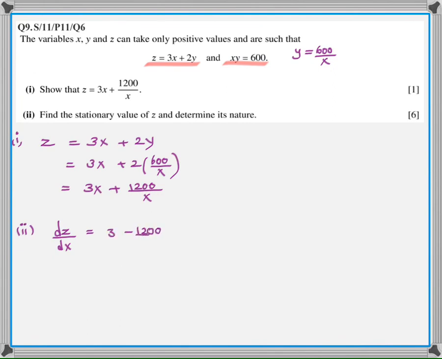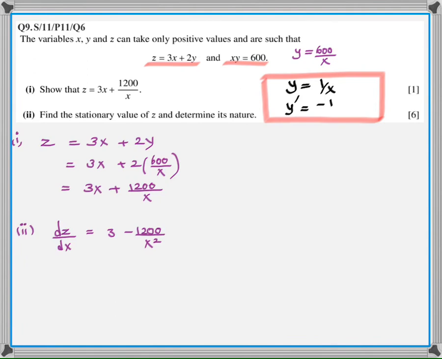dz by dx is this thing. Now, how did I write the answer so quickly in this scenario? Because I remember something in the box. What's in the box? y is 1 over x, y prime is minus 1 over x squared. So this is a simple concept. You can just take it for granted.